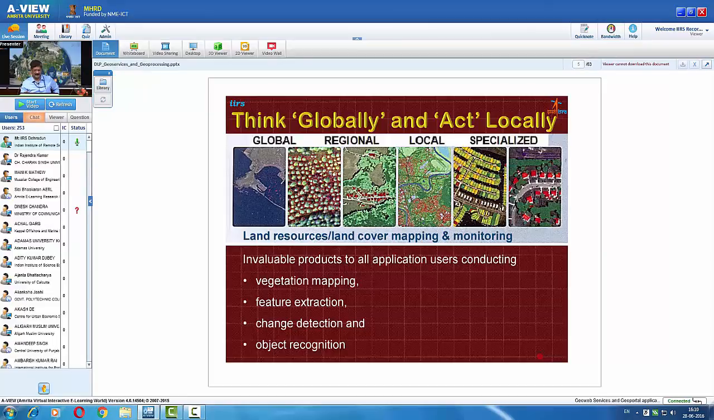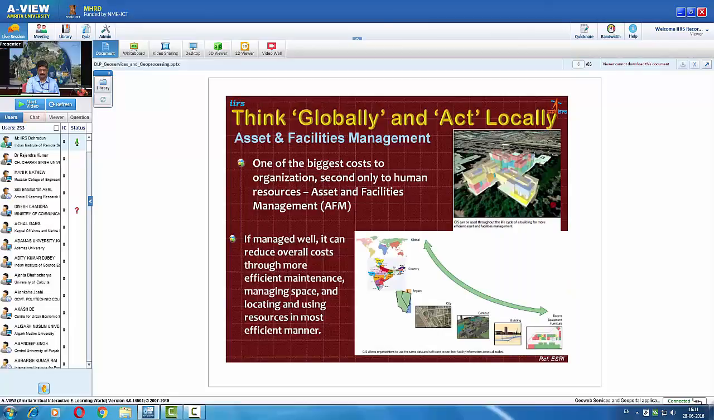So that is where we are saying that not only the specialized application, which is the ultimate objective, but also it requires local, regional, and global information as well. For example, when you want to monitor the vegetation or extract the features or change detection in a scenario like flood monitoring and object recognition, in all this acting locally, though important, we also can do it in a global sense. Again, it's another important application.